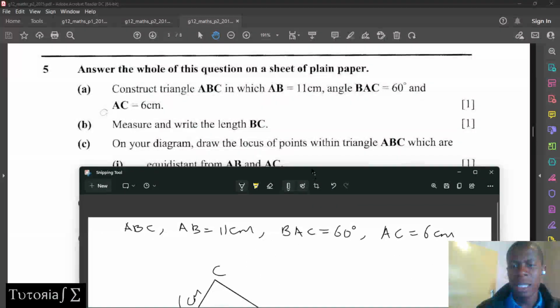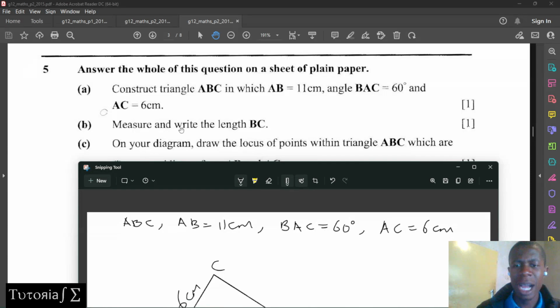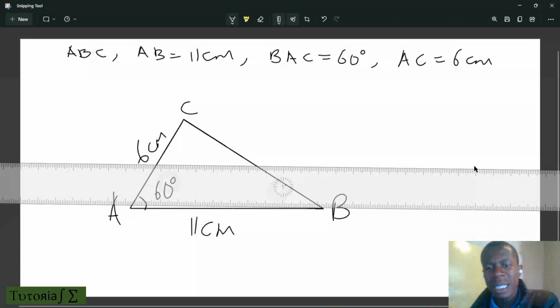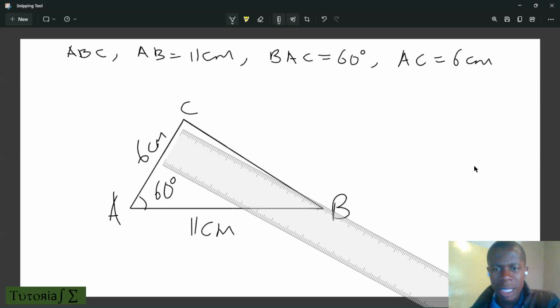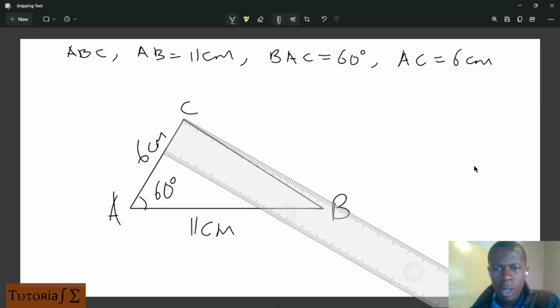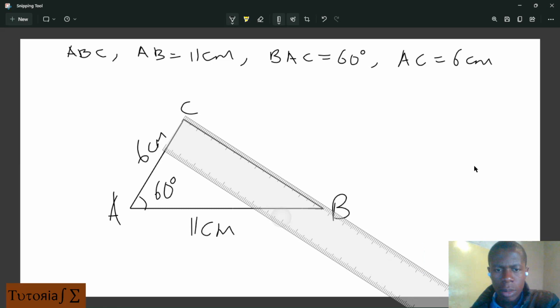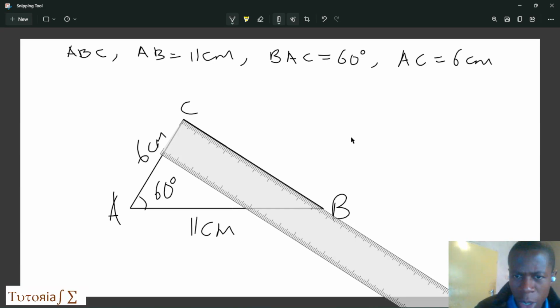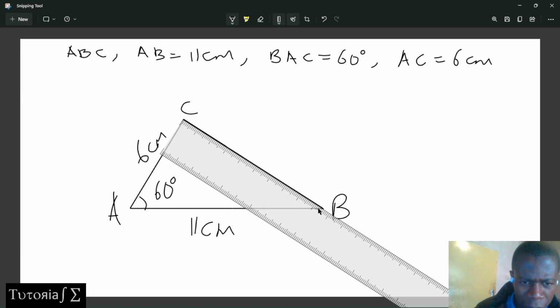Then second part B, measure and write the length BC. So we are going to measure BC. Again, you just put your ruler there starting from 0. All right, so we're going to count. So this is 0, 1, 2, 3, 4, 5, 6, 7, 8, 9, 9.5.